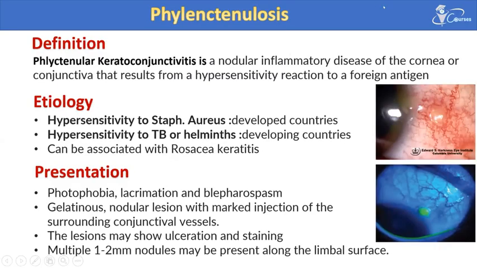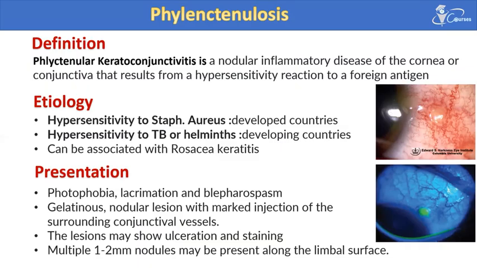Okay, the next topic, also one of the differential diagnoses of peripheral ulcerative keratitis, or peripheral corneal thinning and peripheral corneal inflammation, is called phlyctenulosis, or phlyctenular keratoconjunctivitis. What is meant by phlyctenular keratoconjunctivitis or phlyctenulosis? It is a nodular inflammatory disease. So this pattern is very characteristic. It takes the form of a nodule. This nodule can involve the conjunctiva, the limbus, and the cornea.